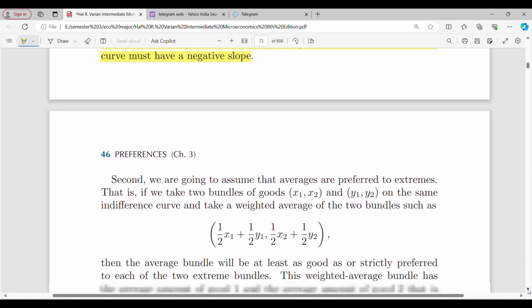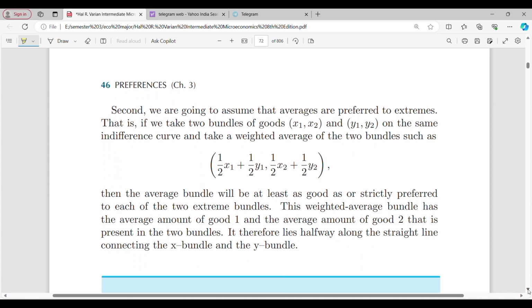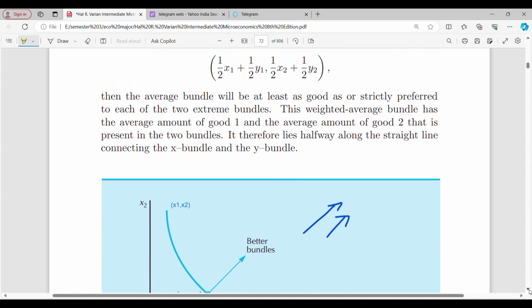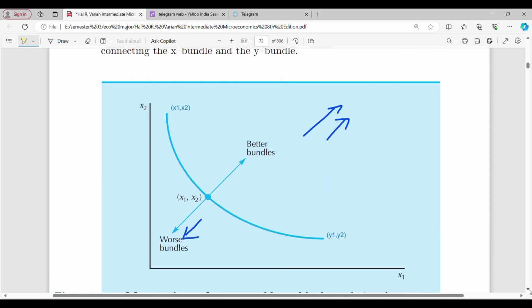The next one is preferring averages to extremes. With the help of the diagram we can go with the explanation. I have written two bundles here, X1, X2 and Y1, Y2. These are the extremes. This is an IC and these are the extremes on this IC. Taking the averages of both, where will it reach?